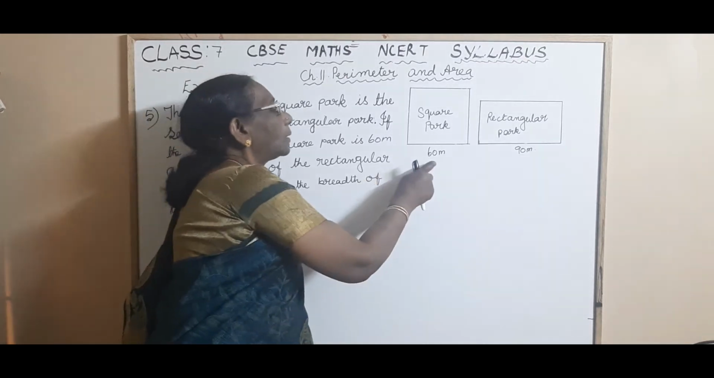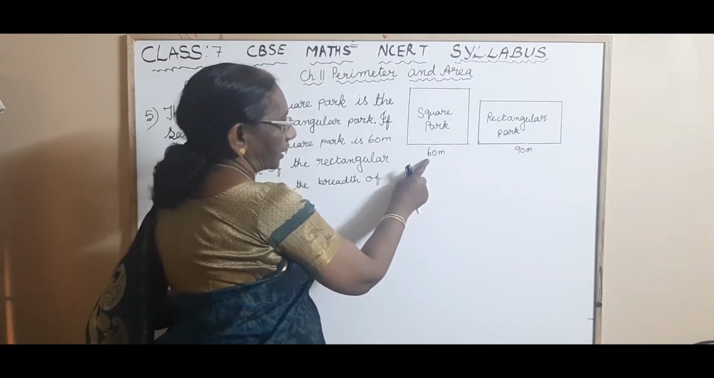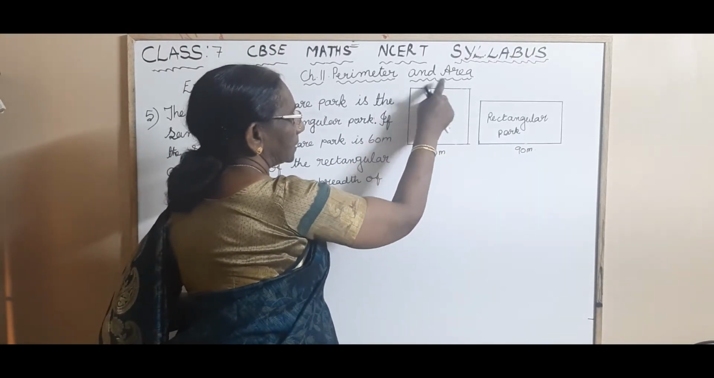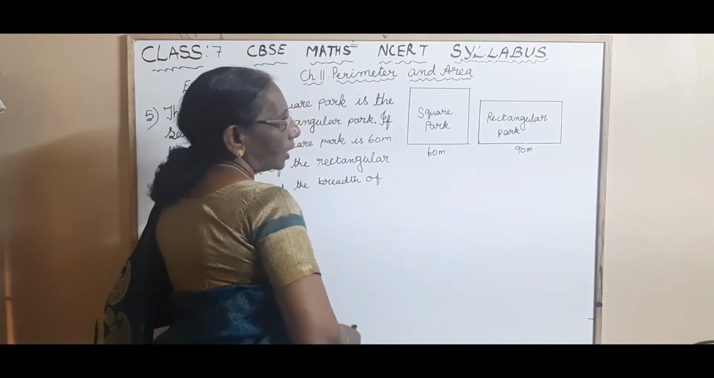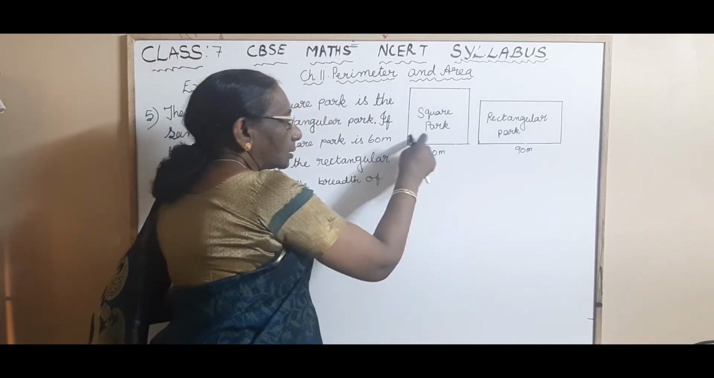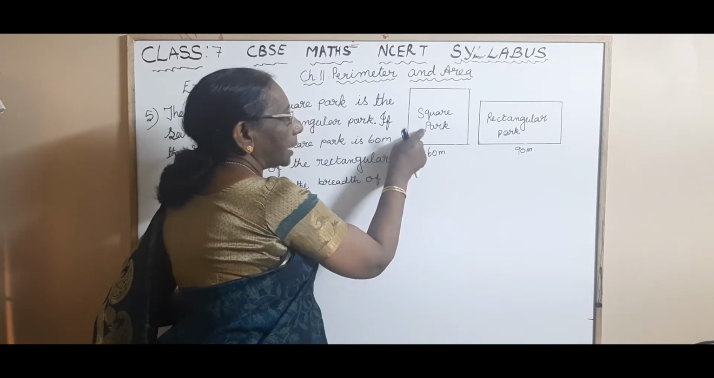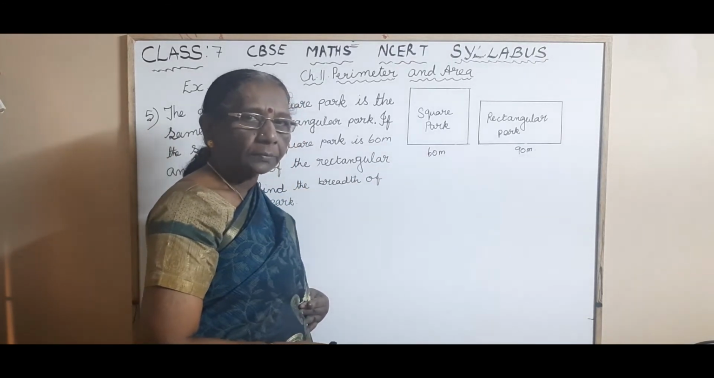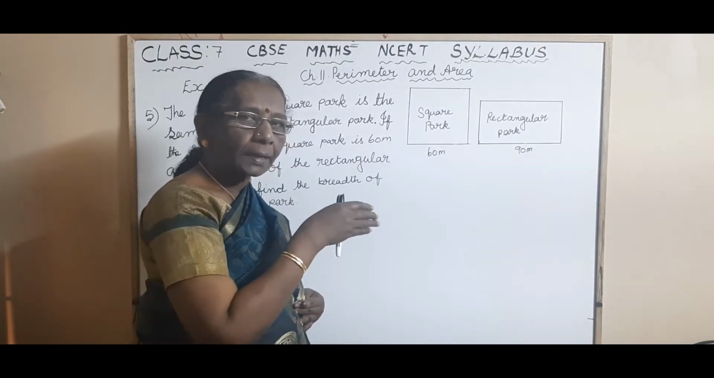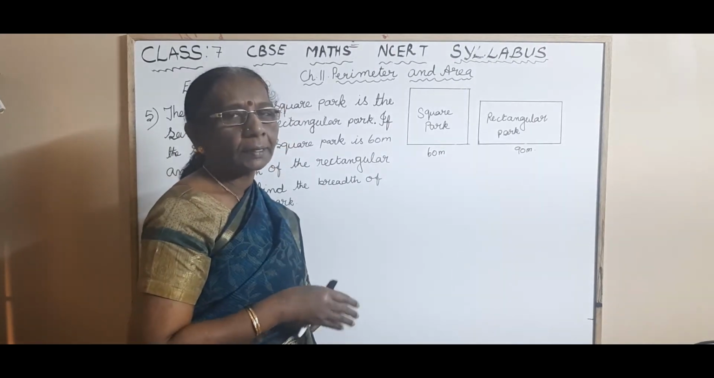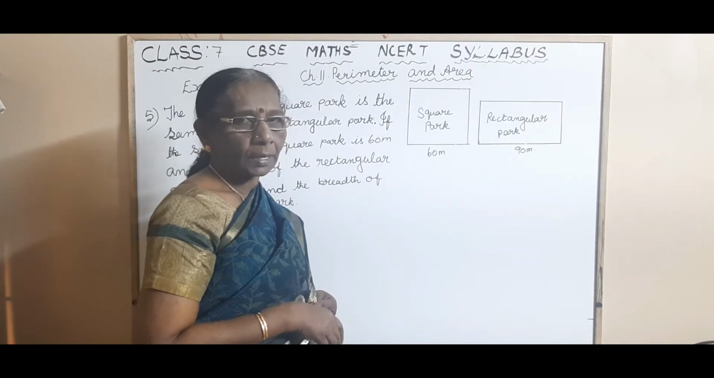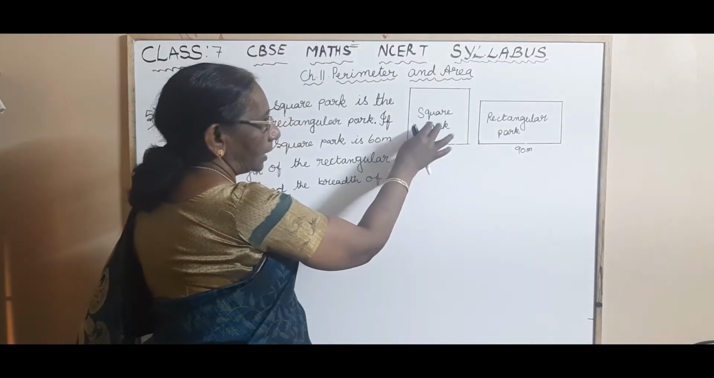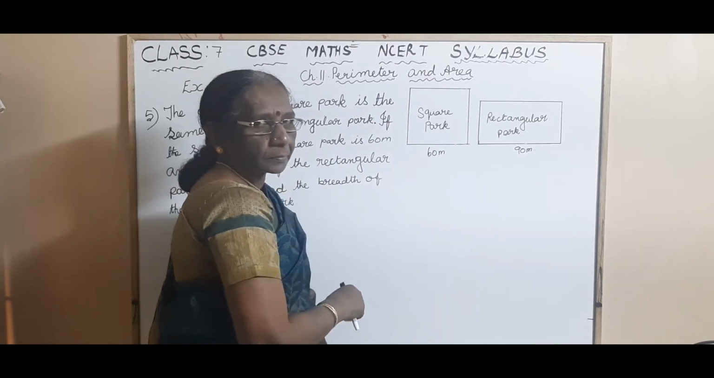The side of the square park is 60 meter. So all the sides will be 60 meters, 60 meters, 60 meters, 60 meters. Using this, we can find the area of the square. So what's the formula for finding the area of the square? Side into side, that is A into A, A square. Isn't it children? So we will be getting the area of the square park. First step.